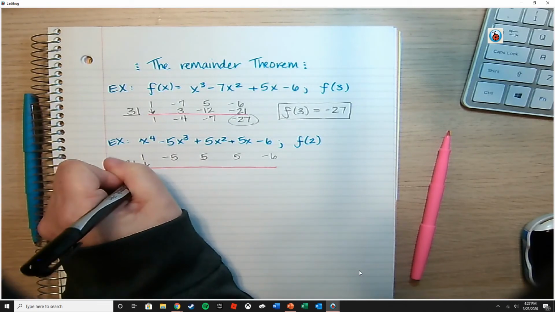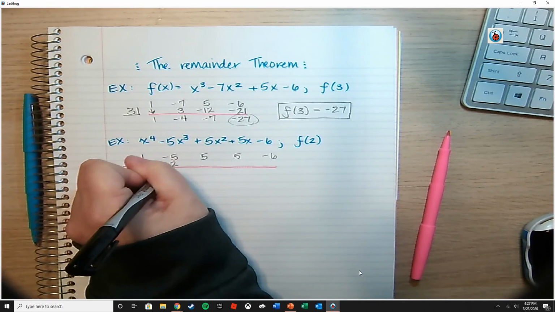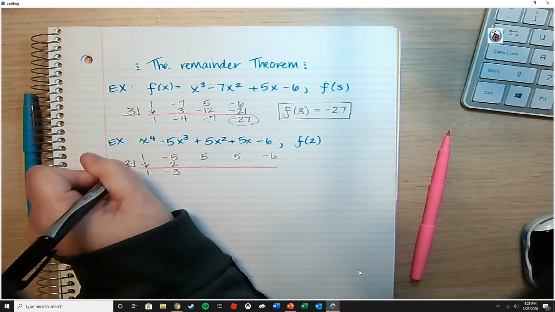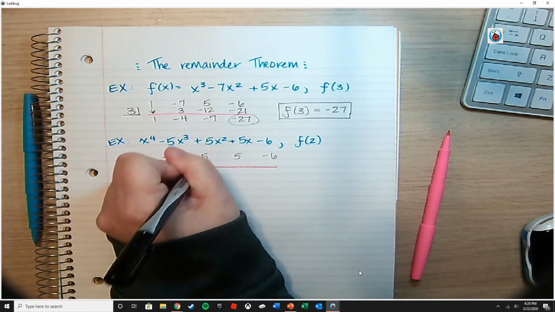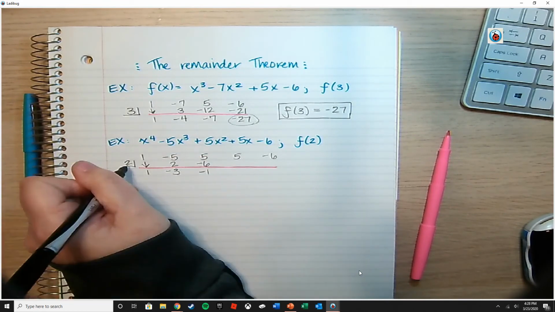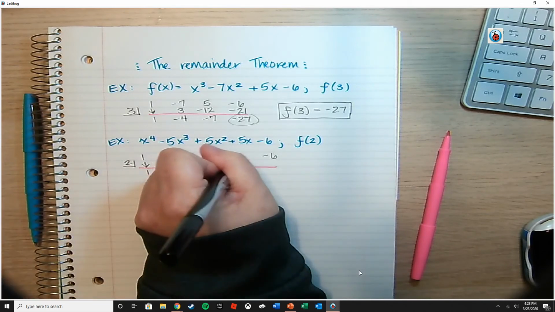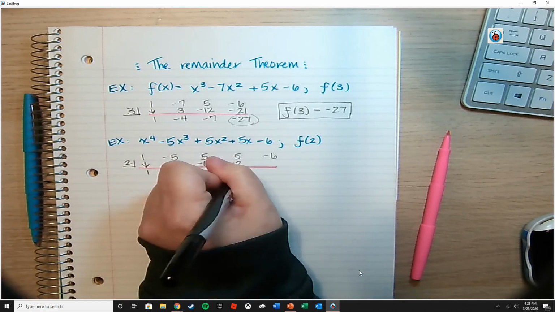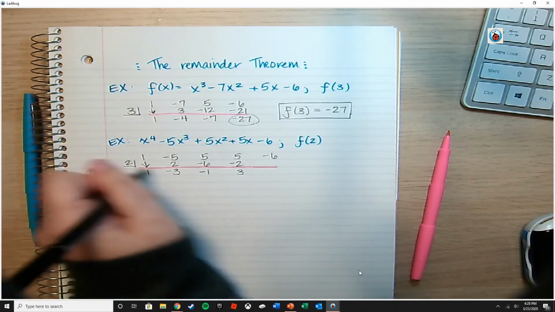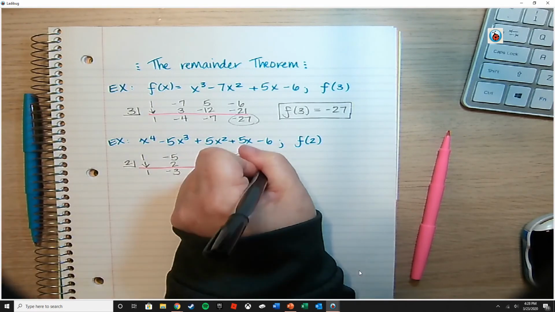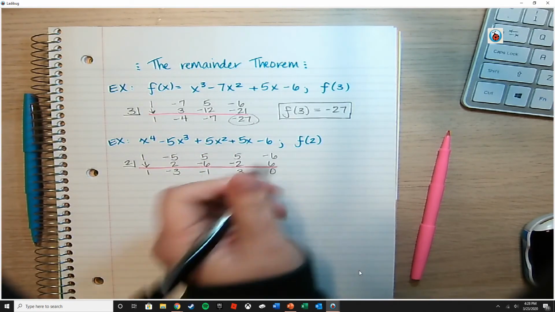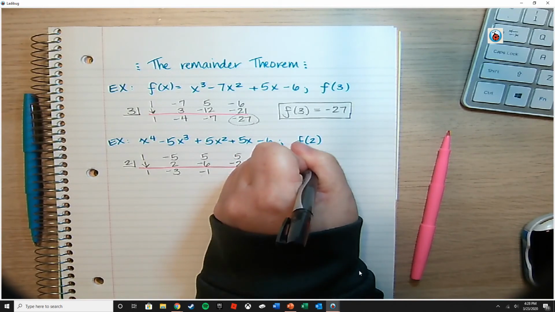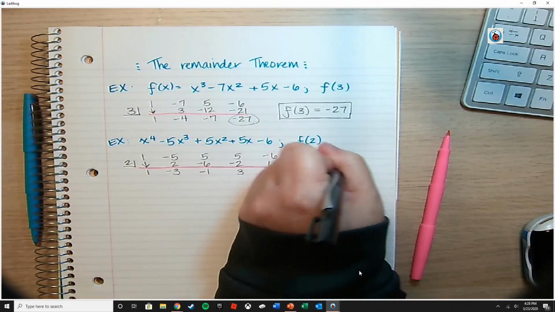So I bring down the 1. 2 times 1 is 2. Add it, I get negative 3. 2 times negative 3 is negative 6. I add, I get negative 1. 2 times negative 1 is negative 2. I add, and I get 3. 2 times 3 is 6, and I get 0. So that means f of 2 equals 0.